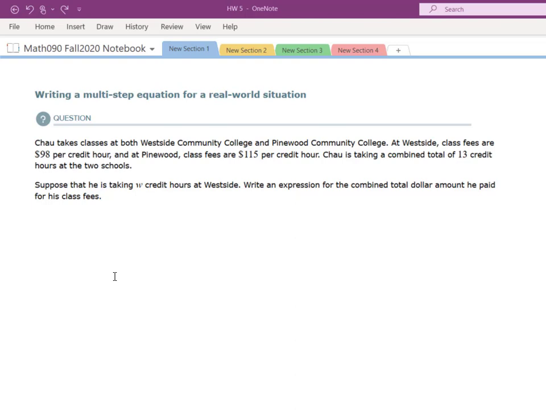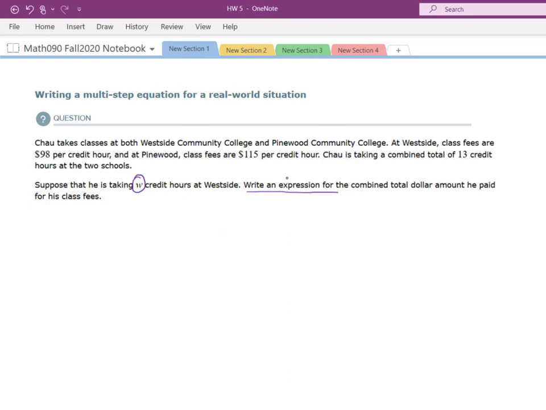Write an expression for the combined dollar amount he paid for his class fees. So notice in particular that this asks us to write an expression. It never says find the total dollar amount he paid, or solve something. We're just going to write an expression. So our final answer is going to have this variable W in it. We're just going to want to make sure we simplify it as much as possible.